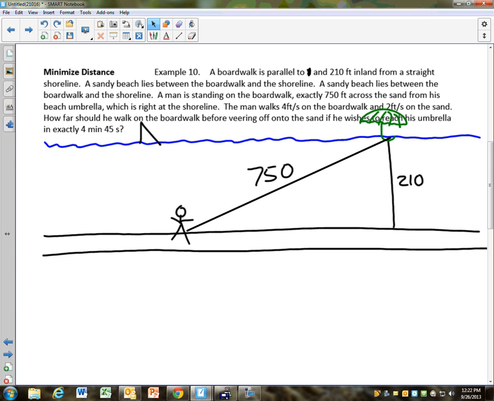Here's the deal. He can walk 4 feet per second on the boardwalk, and he can walk 2 feet per second on the sand. Why is he slower on the sand? Sand is harder, especially if there's a lot of it, like if it's real soft sand. Also, maybe it's really hot.